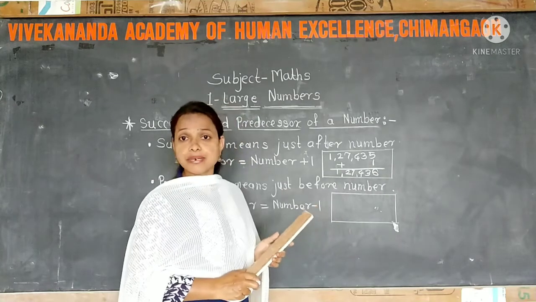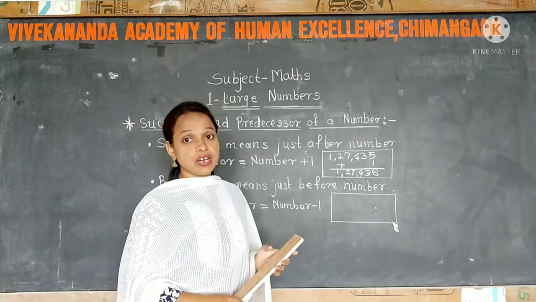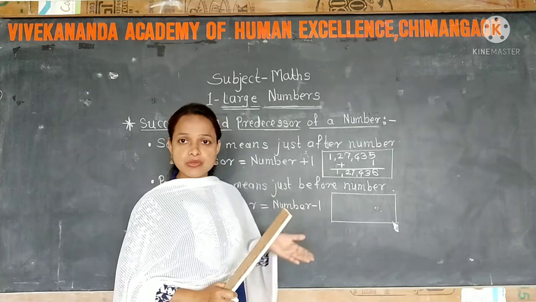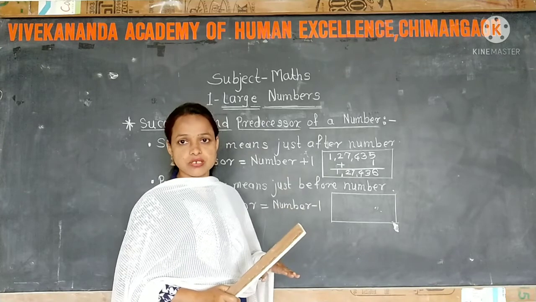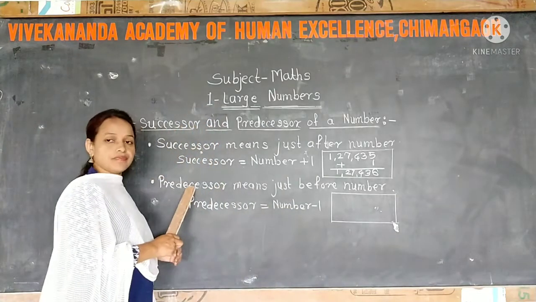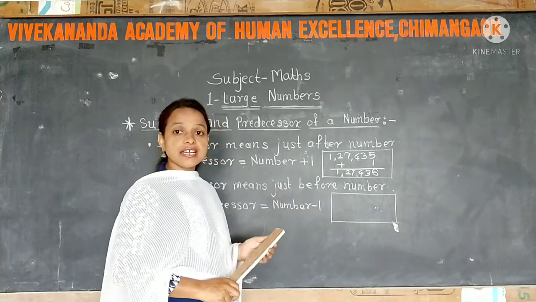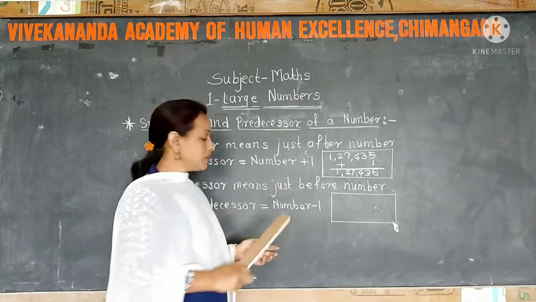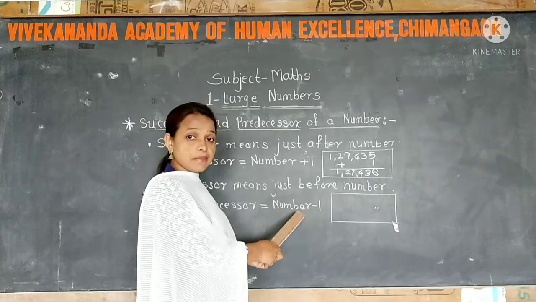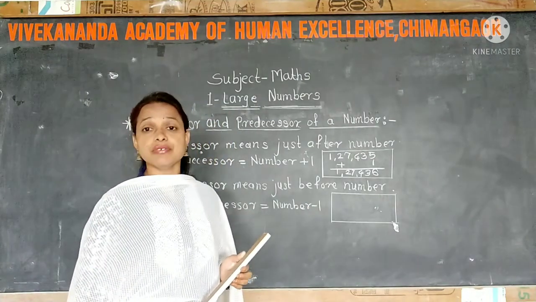Now predecessor. Predecessor means the opposite of successor. You have learned to find the just after number, and the opposite is just before. For that, the similar word is predecessor. So predecessor is the just before number. And how to find the predecessor of a given number? By subtracting 1.